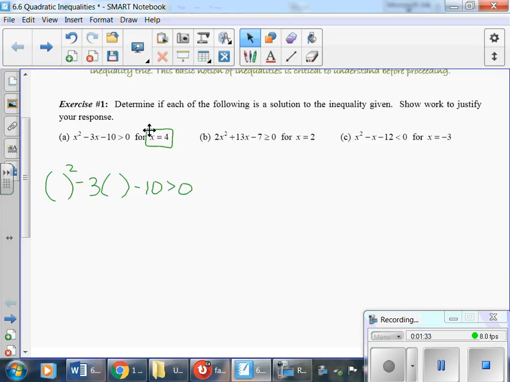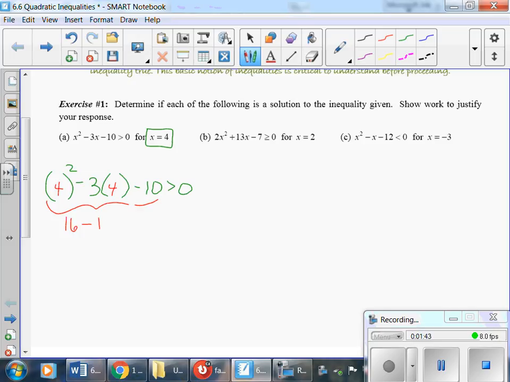So basically what that means is that wherever there's a parenthesis, that's where an x appeared. Now you can put this whole thing into your calculator or you can do it by hand. So this one is 16 minus 12 minus 10, which is the same thing as negative 6. So is negative 6 greater than 0? And the answer, of course, is no. So x equals 4 is not in the solution.